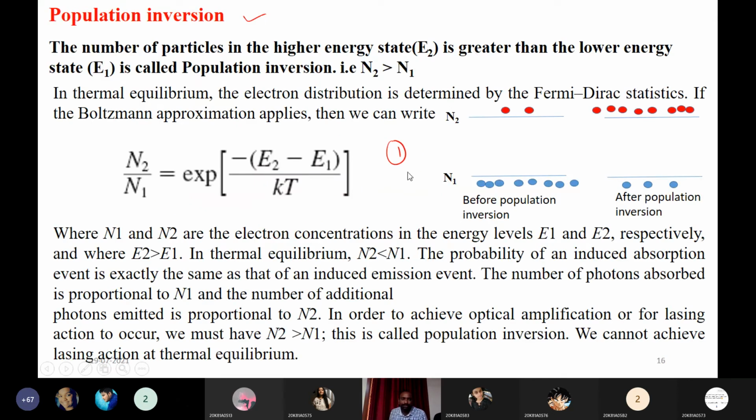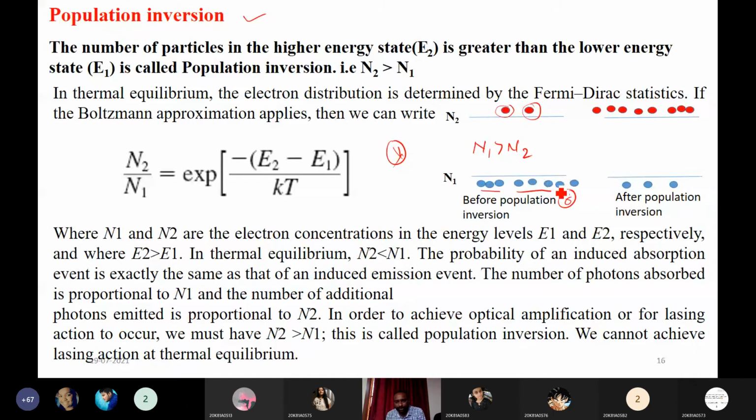So here, see in the figure, generally atoms will sit in the ground state. Suppose 2, 3, 3, 6, 8, 8 atoms are there in the ground state in this diagram, and in the excited state only 2 atoms are there. Now the condition is n1 greater than n2: the number of atoms in the ground state is higher than in the excited state.